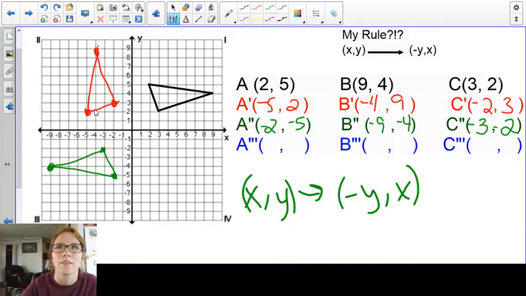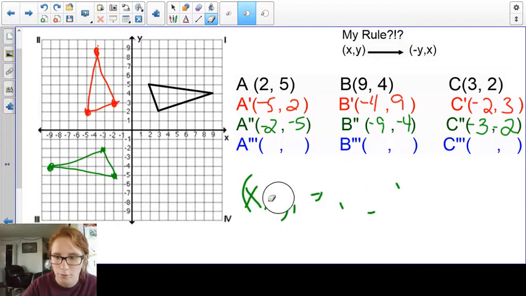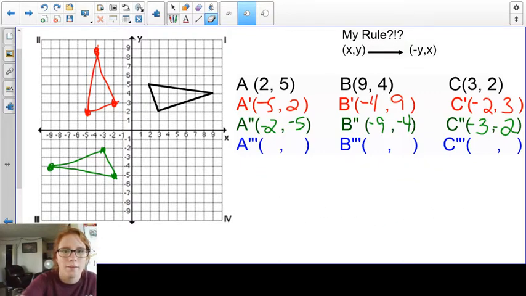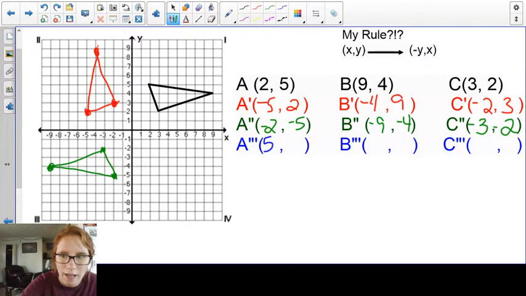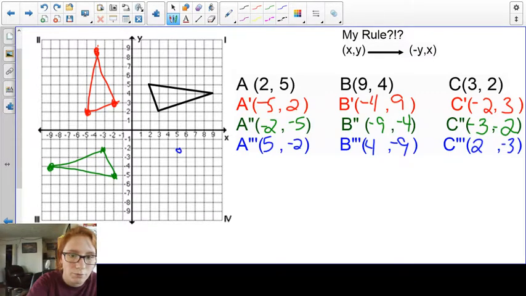Alright, we're going to leave that there because I can still see with my video. And lastly, we're going to do our blue guy. So we're going to have the opposite y, so 5, negative 2, 4, negative 9, 2, negative 3. So I have 5, negative 2, 4, negative 9, and 2, negative 3.